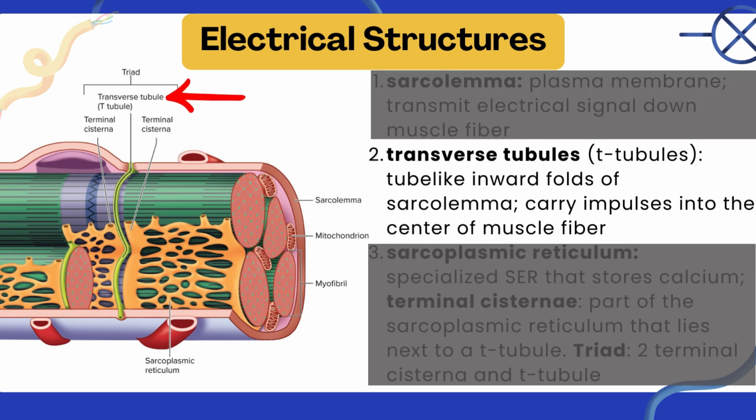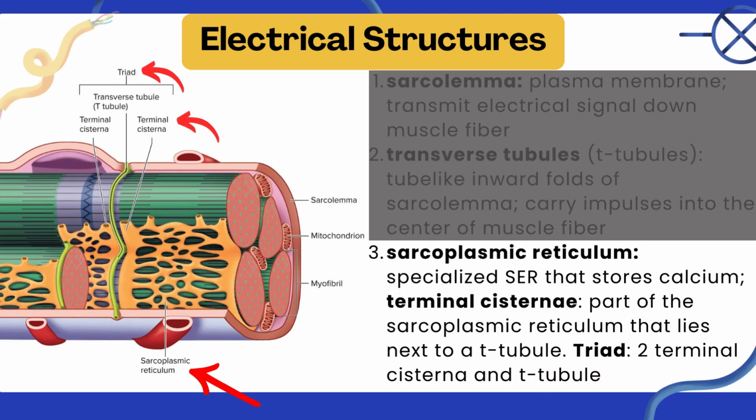At some places along the muscle cell, the sarcolemma folds inward towards the center of the cell. These are called transverse or T tubules. In the image, the T-tubule is a lime green color. T-tubules carry the electrical impulse from the sarcolemma into the cell's center.